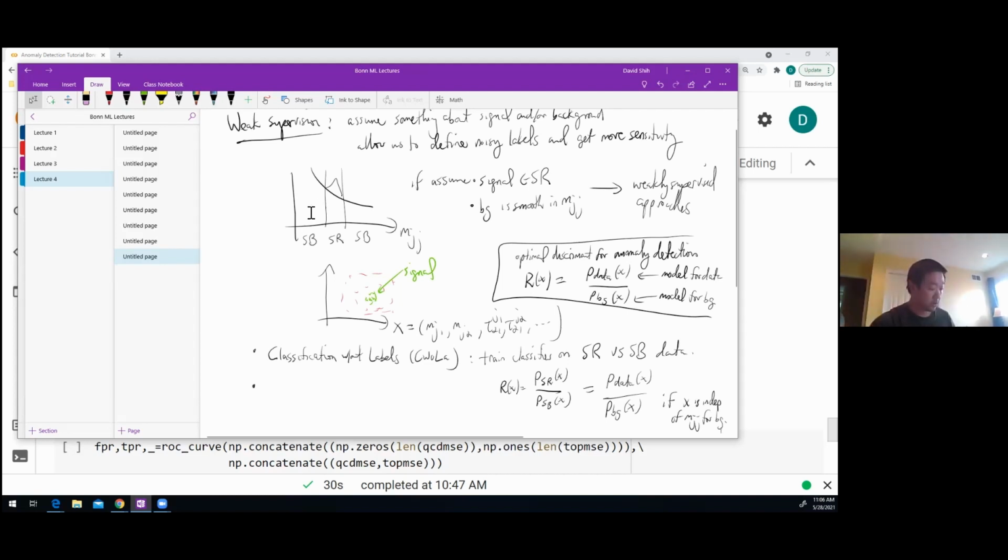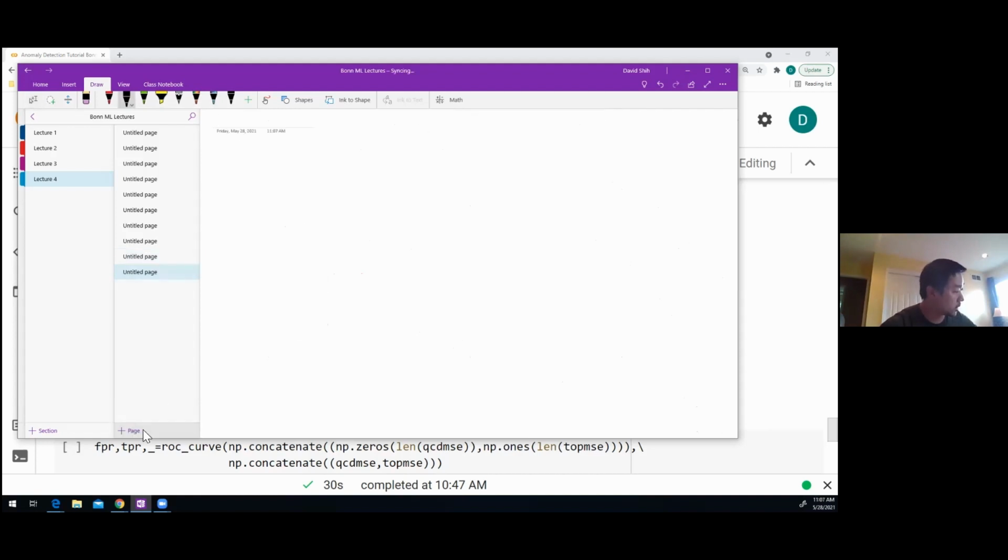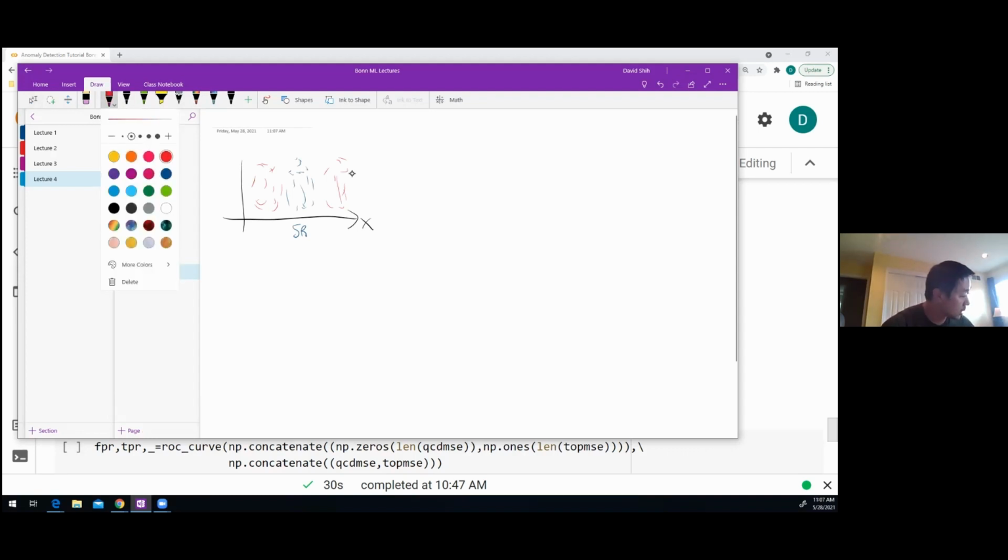Okay, let's say the x's depend linearly, which means what in practice? It means that in my x space, the sideband data might look like this, and then I need a different color. The signal region data might look like this. That would be linear, right? So when MJJ is less than something, the x lives here, and then as I slide MJJ over, I'm sliding x over as well, right? So this would be signal region, and this would be sideband.